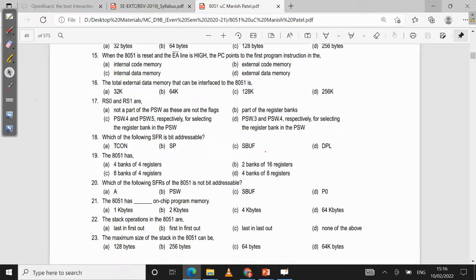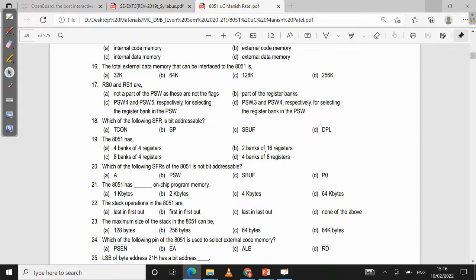The total external data memory that can be interfaced to the 8051 is 64. Yes or no? Yes, sir. Okay. Next. Wait a minute. RS0 and RS1 are, your options are A, B, C, D. Tell me the right option.